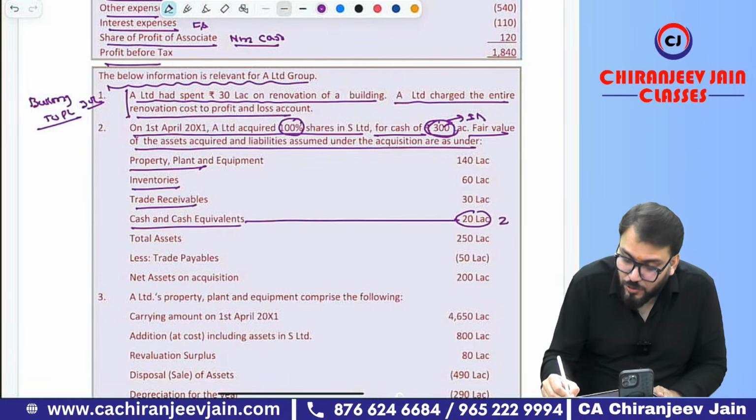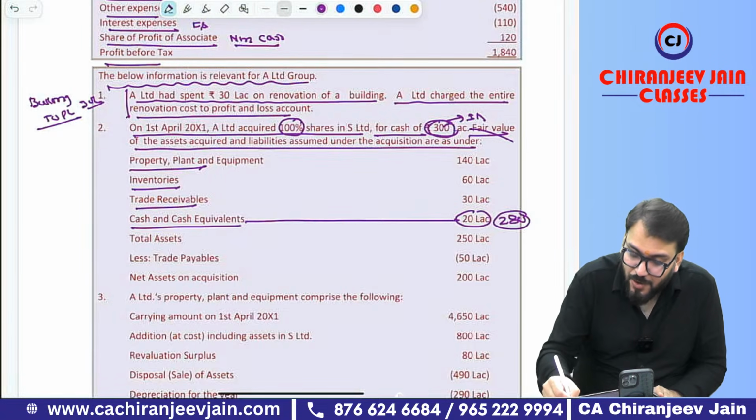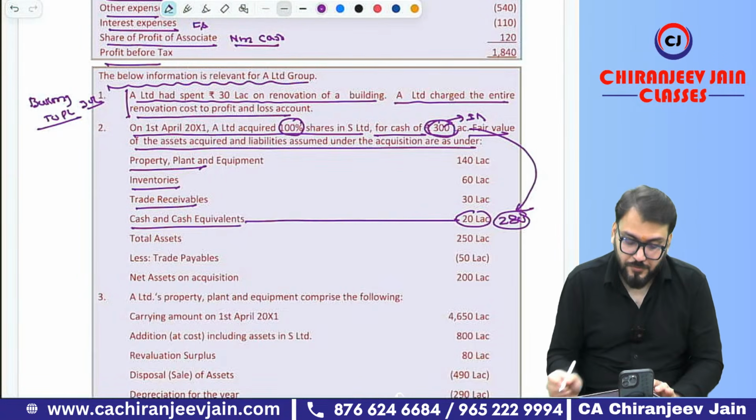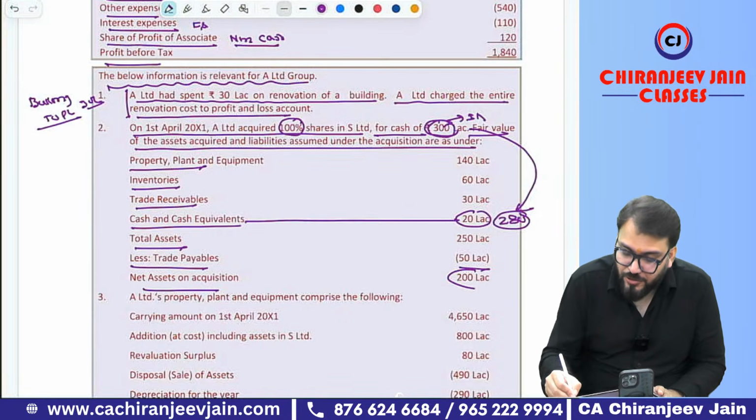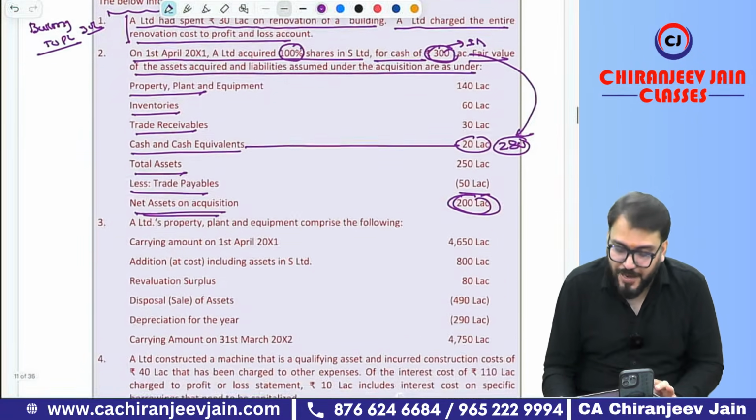So what is the net amount? 280. So this 280 will be what? Investing activity. Total asset less trade payable. This is net asset on acquisition. So this becomes INA on the date of acquisition. INA on the date of acquisition.